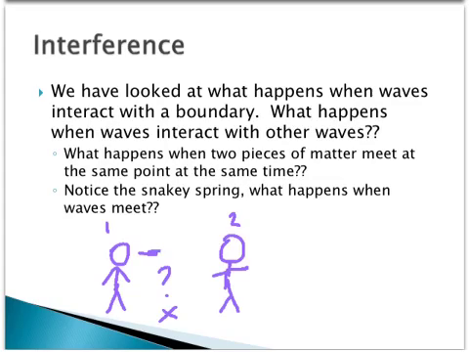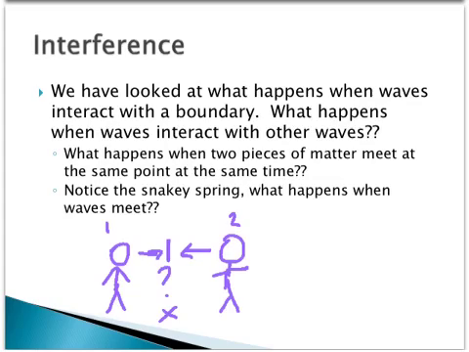If these two individuals walk towards each other, towards spot X, when they meet at that point they are going to collide. It's not physically possible for matter, like us or anything, to occupy the same space at the same time.